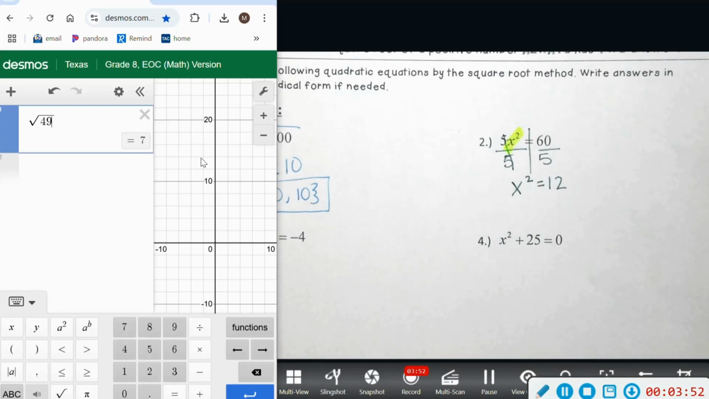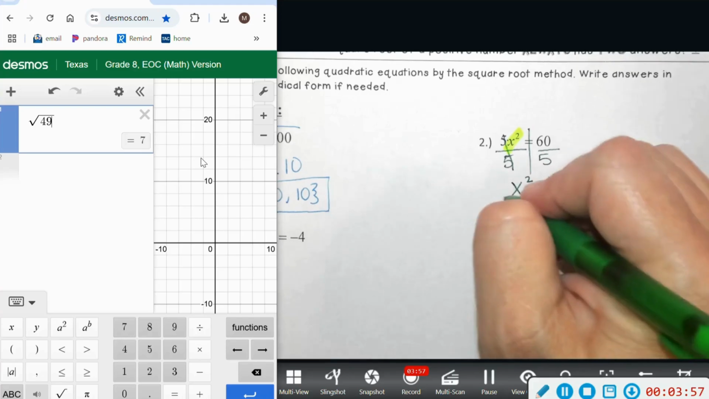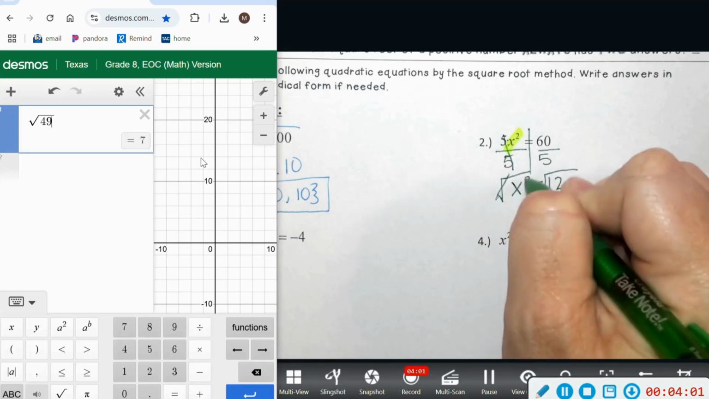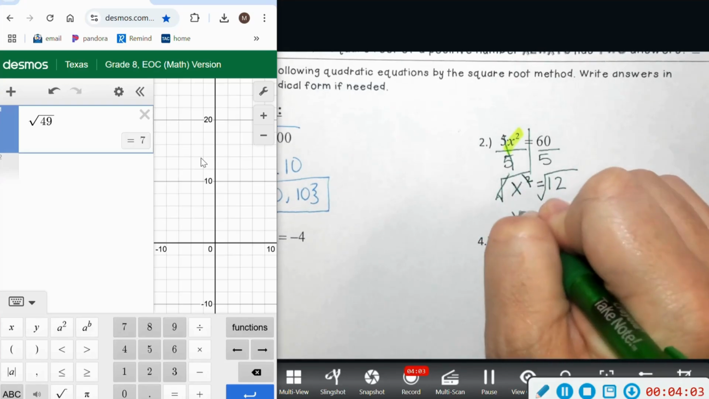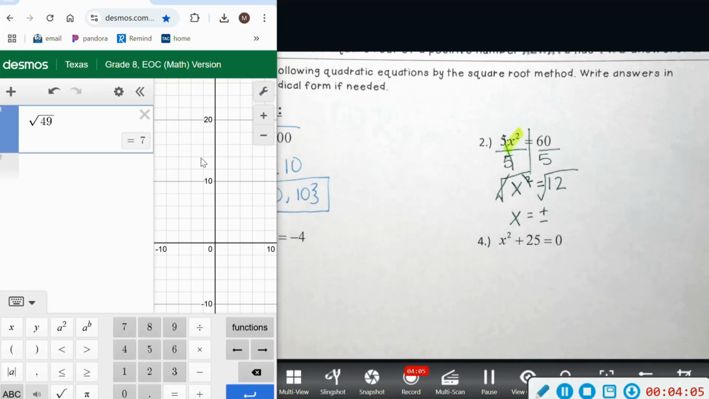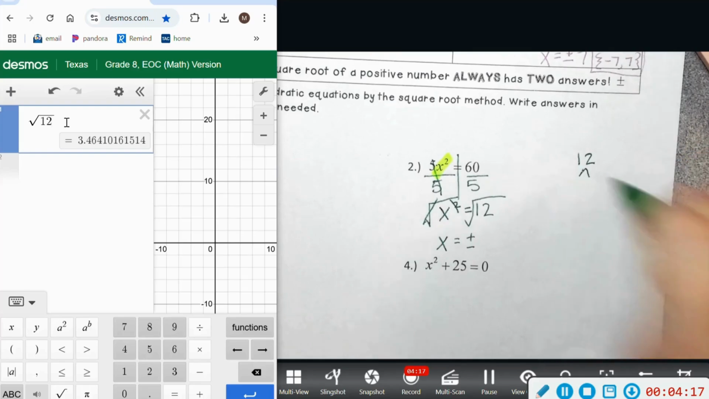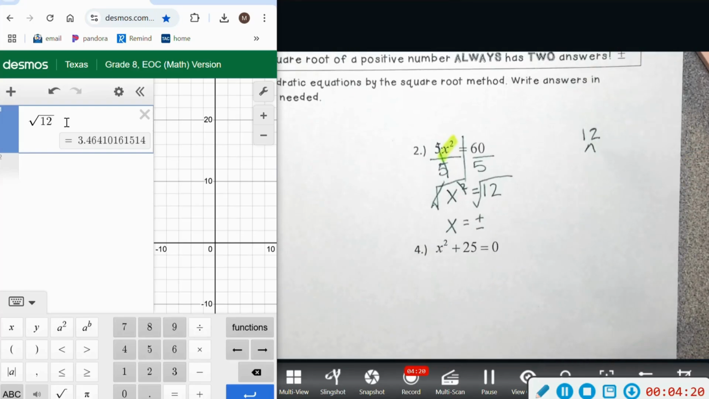Now is what's squared alone? So what's my next step? Square root both sides. So square root cancels the squared, and I get x equals plus or minus. Is the square root of 12 a perfect number? No, because watch, if I type it in, I get a decimal. So that's when I know that I have to come over here and do my factor tree. So does 2 go into 12?